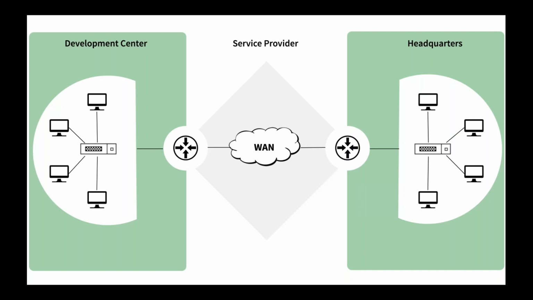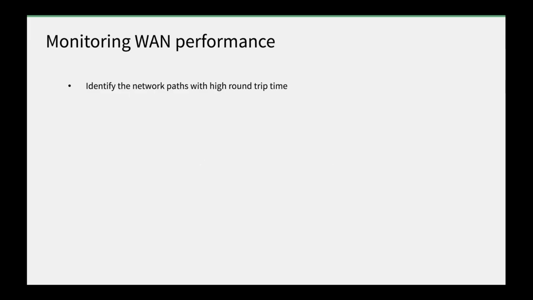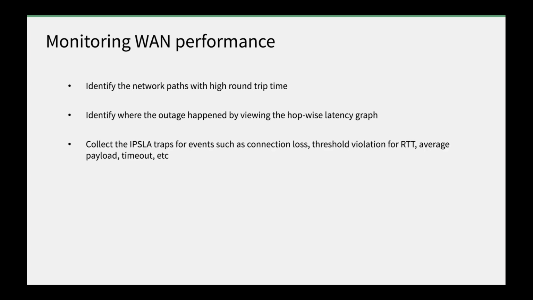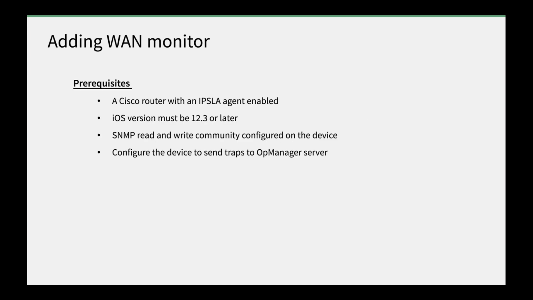And when something goes wrong, you need to know where the problem is, whether it is from your end or whether it is from the ISP router. So WAN performance monitoring in OpManager helps you monitor and identify the network paths with high round trip time, and identify where the outage happened by viewing the hop-wise latency graph. And it collects IPSLA traps for events such as connection loss, threshold violation for round trip time, average payload, timeout, etc. And how do you add this WAN monitor?